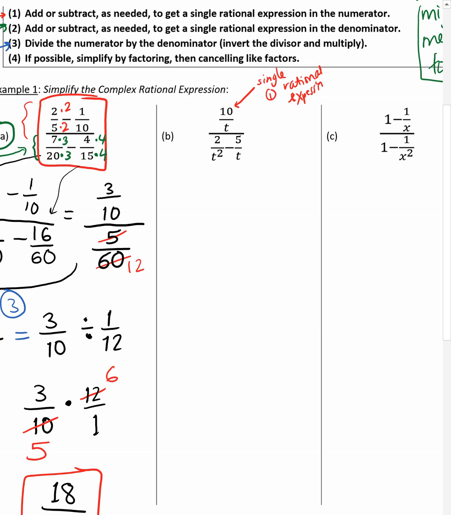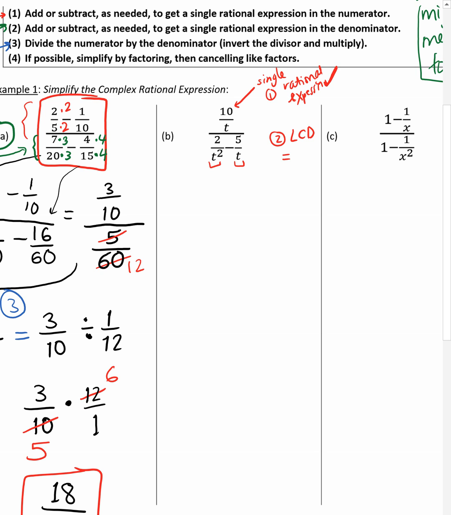So really step 1 is already done for us. We can skip it. Now I'm going to move on to step 2. Step 2 says you want to add or subtract as needed to get a single rational expression in the denominator. That's actually something I'd have to do because I have 2 separate fractions there. So first thing I'm going to do is think about what's the LCD of the denominator.